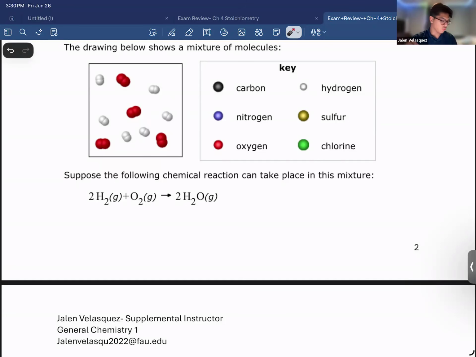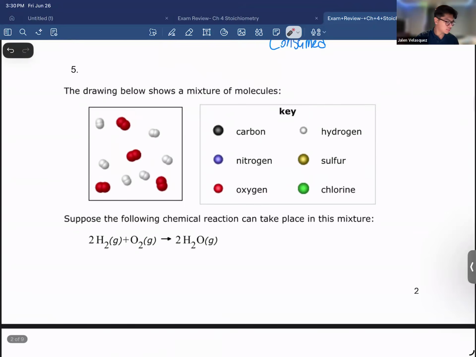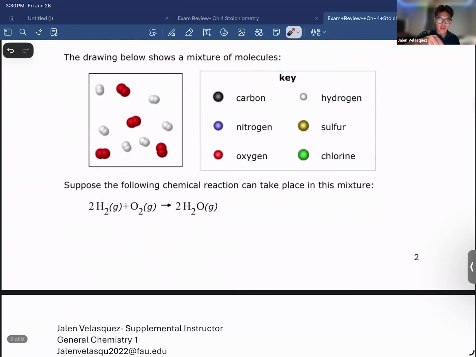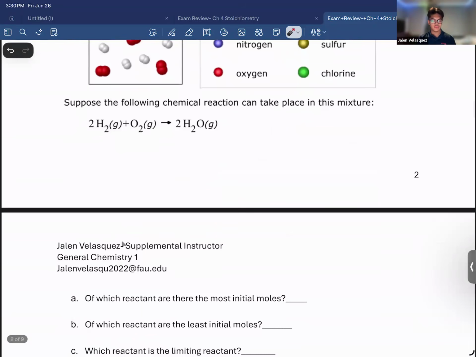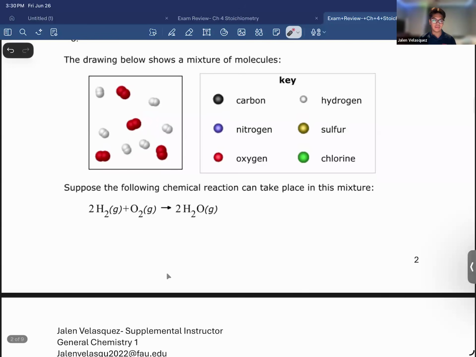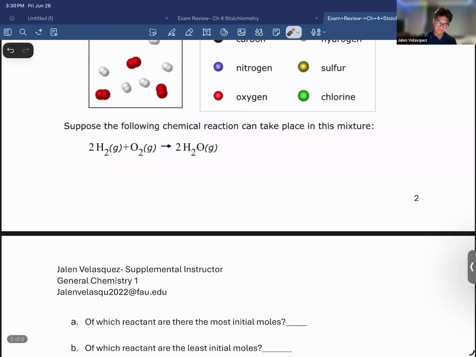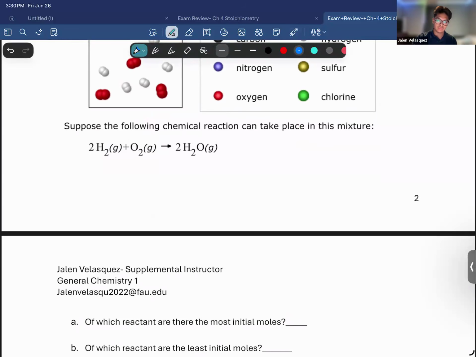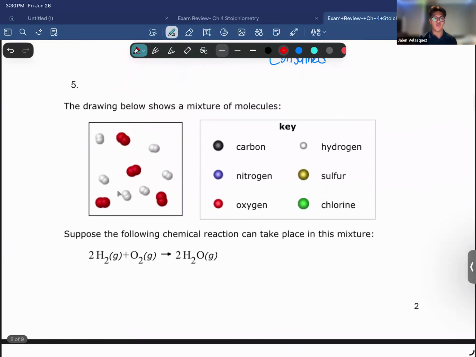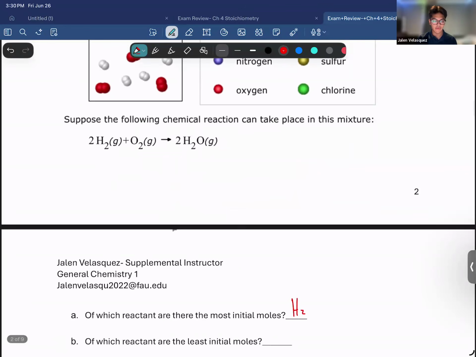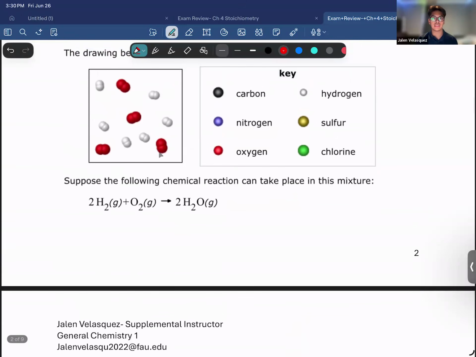All right, so let's go through number five here. Part A, of which reactant are there the most initial moles? That would be the hydrogen. You just count up, there's more hydrogen here than there is oxygen, right? Of which reactant are there the least initial moles? Same idea. There's less oxygen here, right?